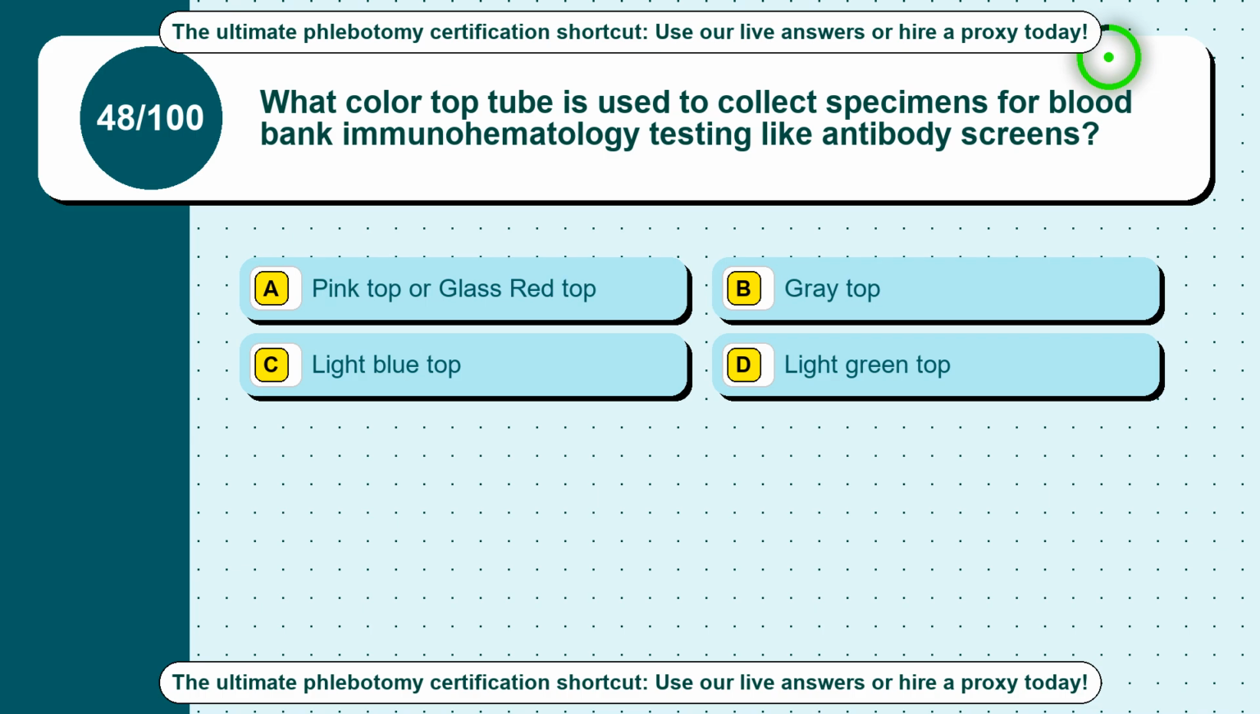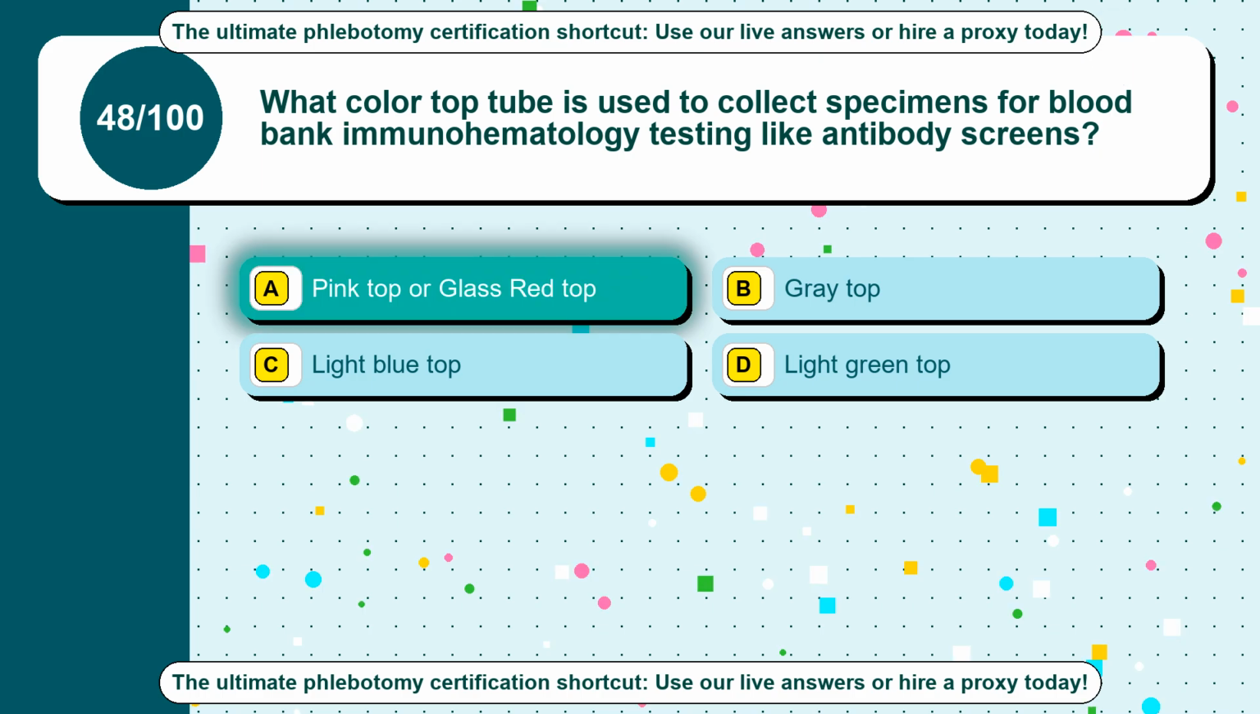Question 48. What color top tube is used to collect specimens for blood bank immunohematology testing like antibody screens? Option A. Pink top or glass red top. Option B. Gray top. Option C. Light blue top. Option D. Light green top. The correct answer is option A.